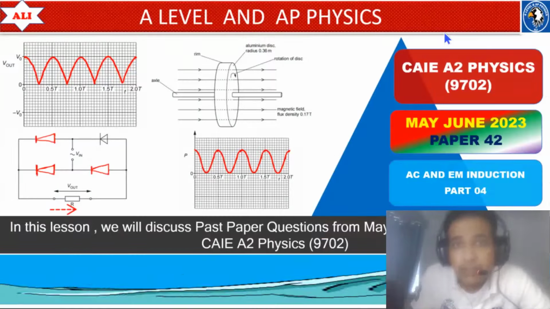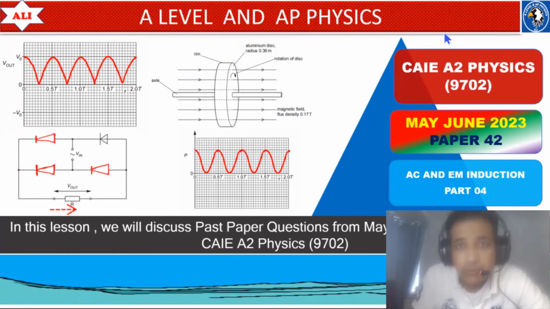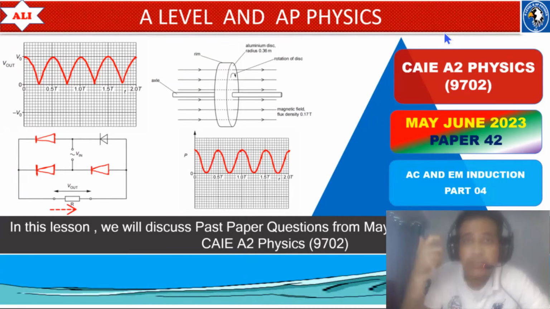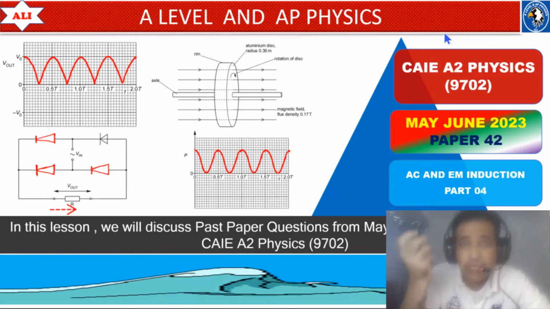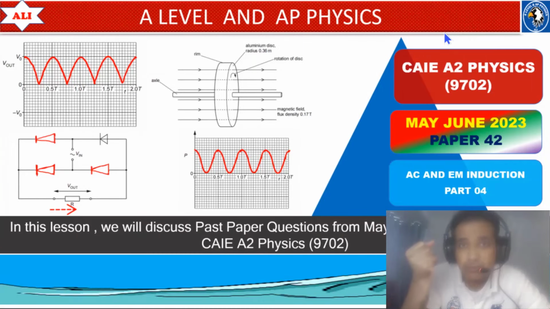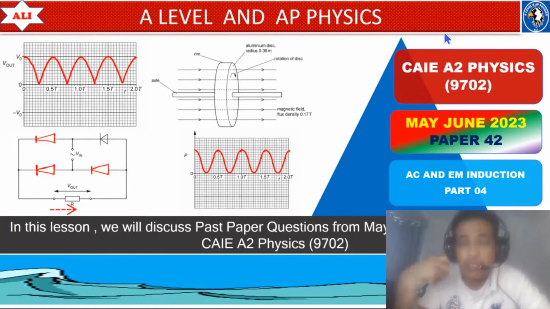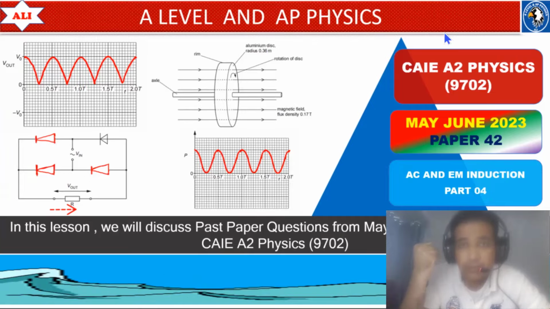Welcome to A-Level and AS Physics. In today's lesson, we will discuss past paper questions from June 2023, paper 4, variant 2. We will talk about electromagnetic induction and alternating current. As always, we will discuss these questions in detail so you can improve your conceptual understanding of these 2 topics, and also have a better understanding of these questions. Let's study together, let's improve together.